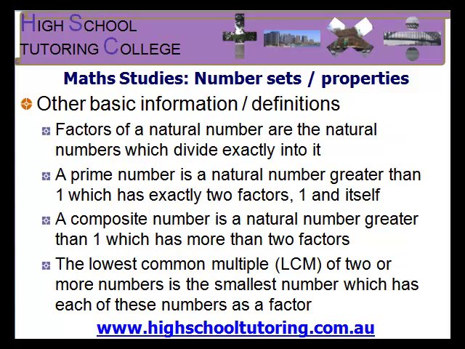There are other basic definitions that need to be understood for the Math Studies course. Factors of a natural number are the natural numbers which divide exactly into it. A prime number is a natural number greater than 1 which has exactly two factors, 1 and itself. A composite number is a natural number greater than 1 which has more than two factors. The lowest common multiple of two or more numbers is the smallest number which has each of these numbers as a factor.